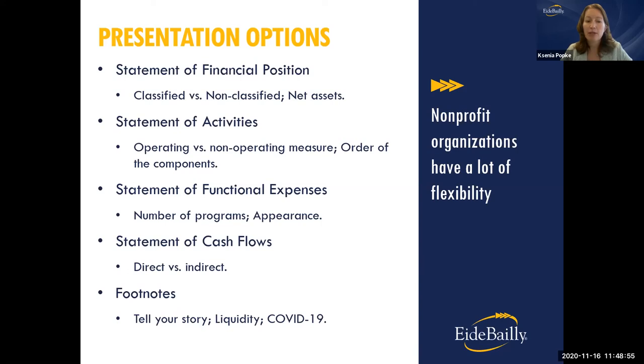As I mentioned before, the statement of functional expenses is not a required statement. That information could be presented in the footnotes. But one thing to point out on the statement of functional expenses is how many programs do you wish to break out in that program category? How many specific cost centers does your organization keep track of? Is there a story you want to tell through that statement of functional expenses of how you manage your programs and where the dollars go?